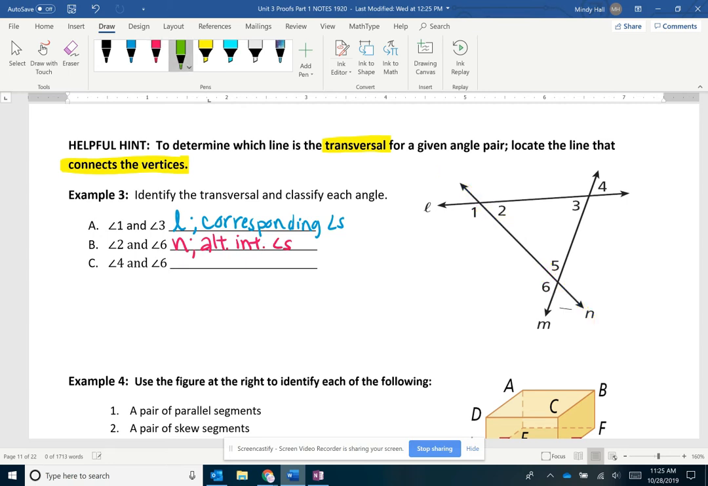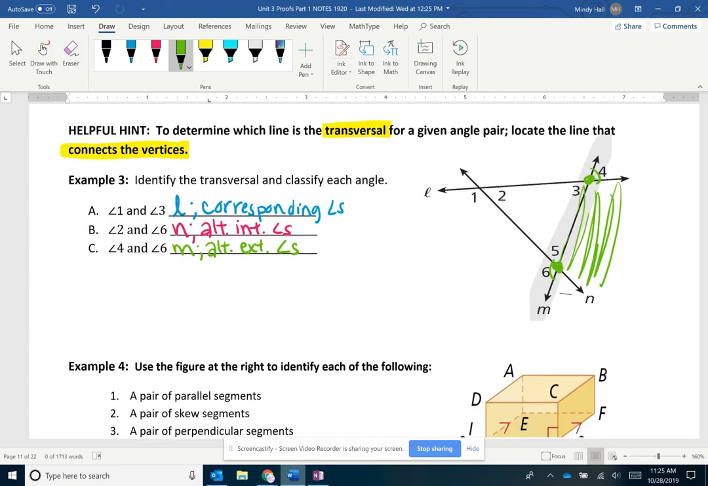Last but not least, we would have angle 4 and angle 6. The transversal in this case is going to connect those two vertices, which gives me line M. Because these angles are outside of the two lines that the transversal hits, they are exterior, and they're on opposite sides, so these are alternate exterior angles.